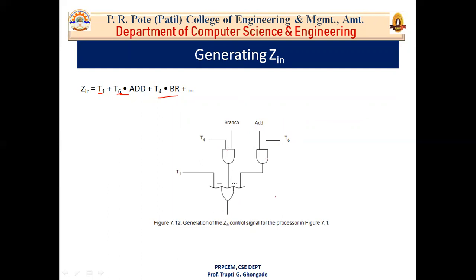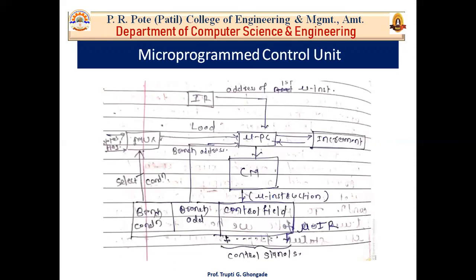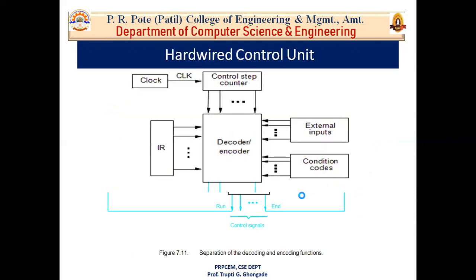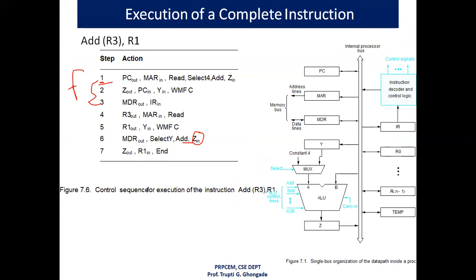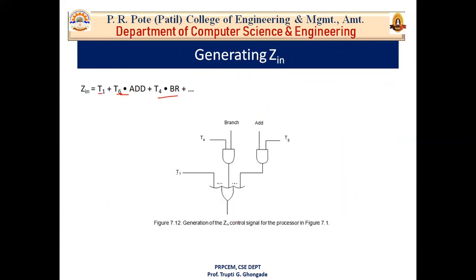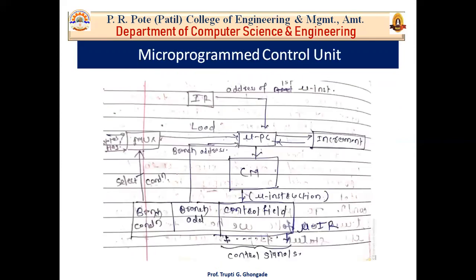Okay, so this is how we can generate the control signal for Z in. Likewise, we can generate control signals for the AND operation, for subtraction, and for multiplication. Depending on these steps, we can generate control signals in a hardwired control unit. So that is the hardwired control unit.